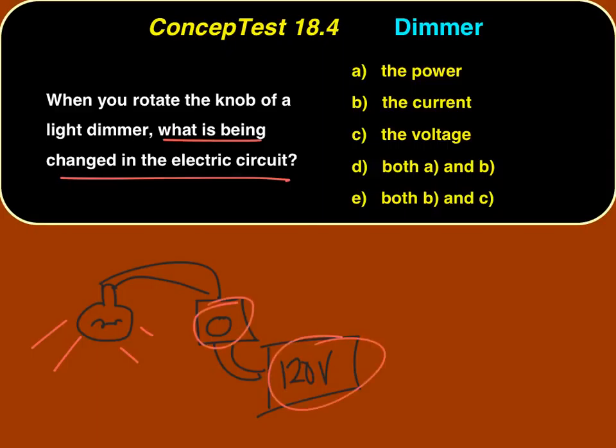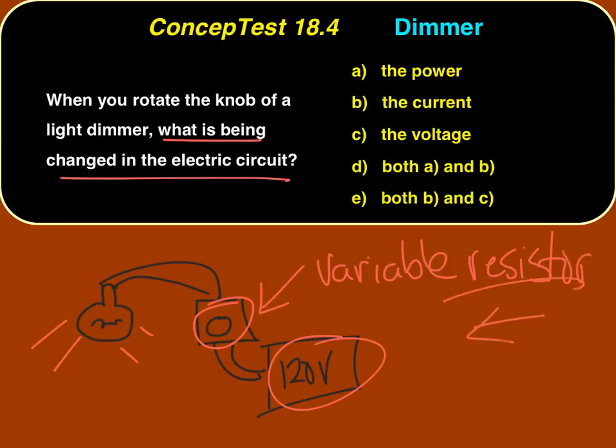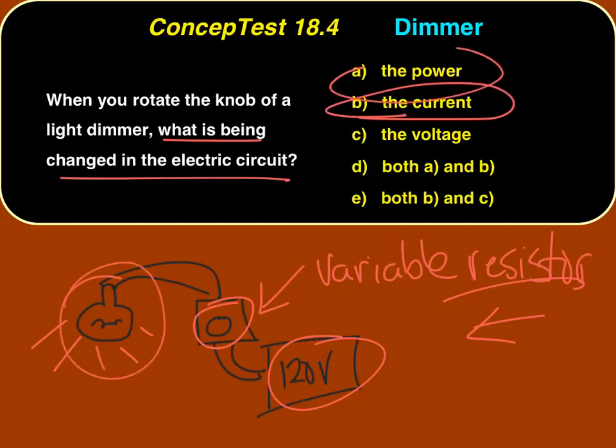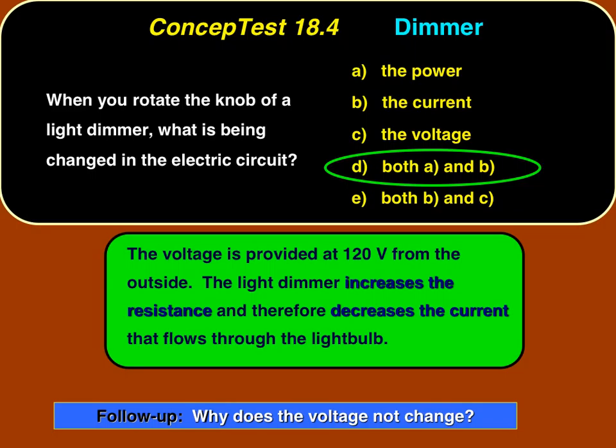All right, and what this actually does, this is a variable resistor. So when the resistance changes, the current through it changes, and thus the power output changes as well. Less light means less power is being used up. So hopefully our answer is okay, that's looking good. Light dimmer increases the resistance, which decreases the current, and thus the light actually put out.